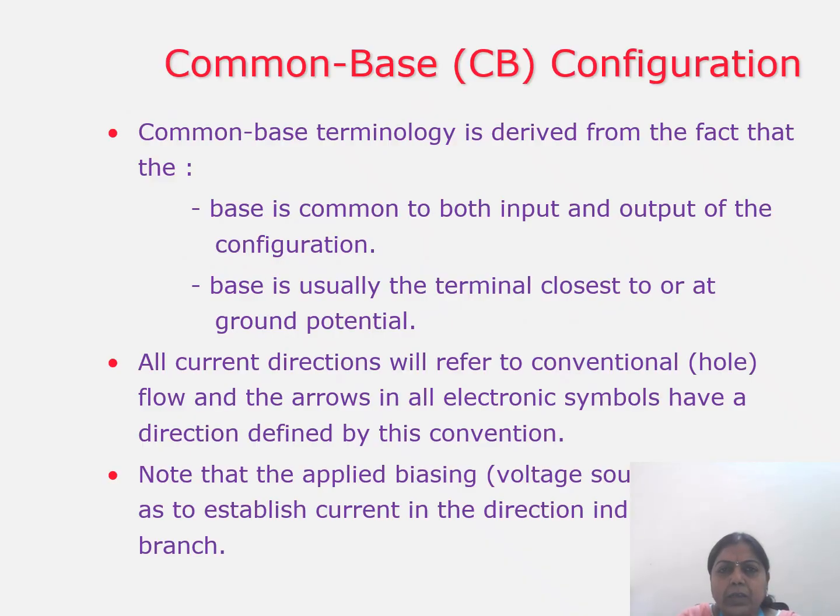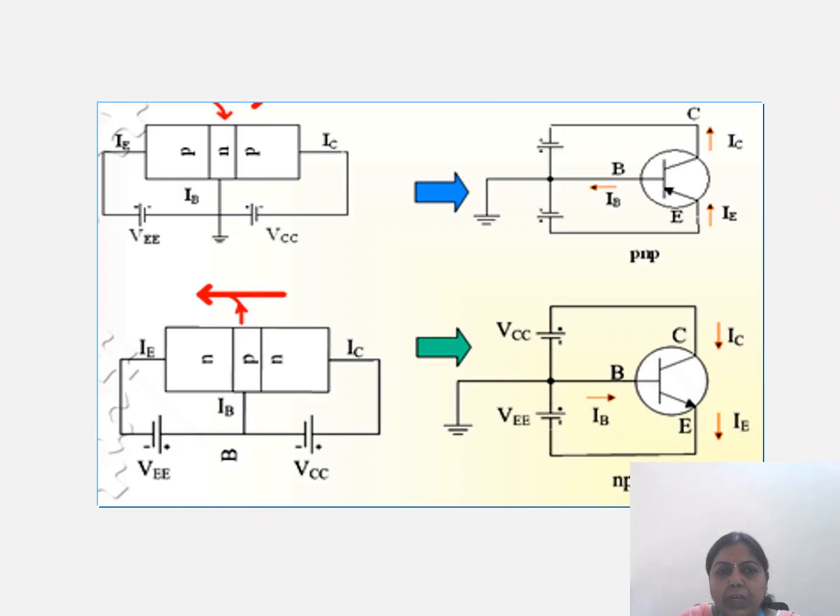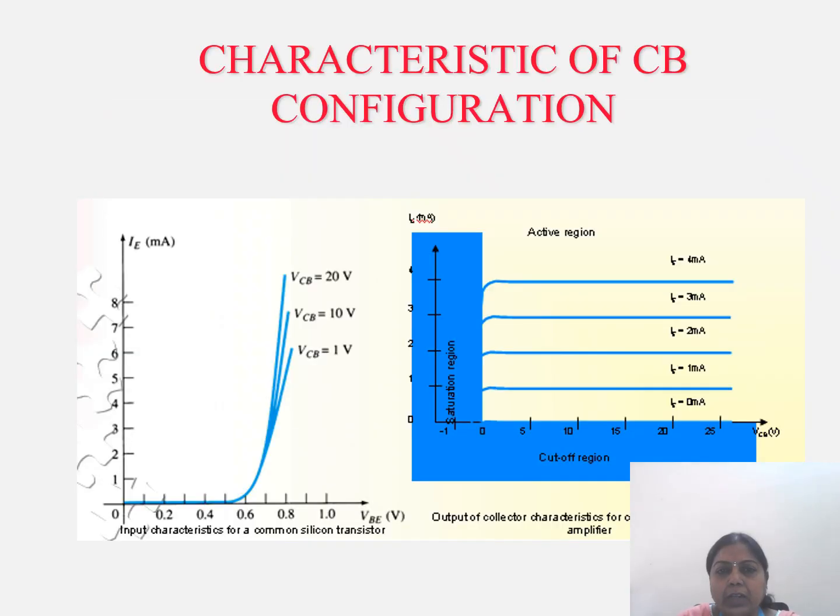So in the common base configuration, the base is common, emitter is the input and collector is the output. With respect to this, we have input current, input voltage, output current and output voltage. With respect to the biasing applied to the PNP or NPN transistor, on applying a voltage, the current flow to the device can be varied. So this can be graphically plotted. We can get the input and output characteristics.